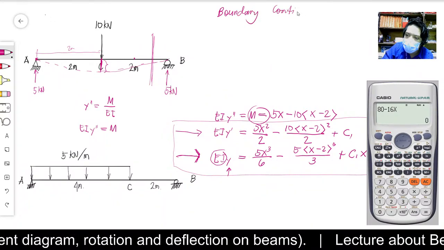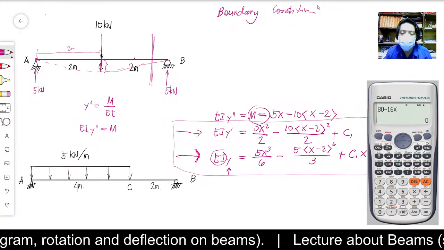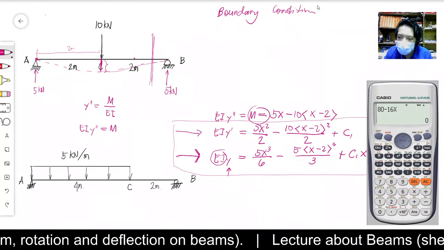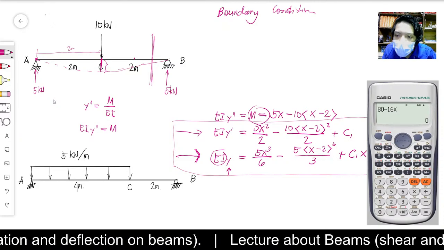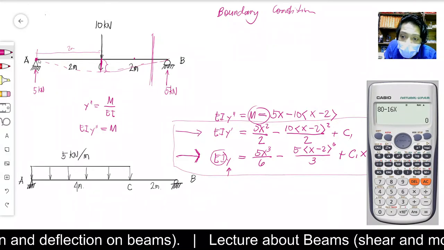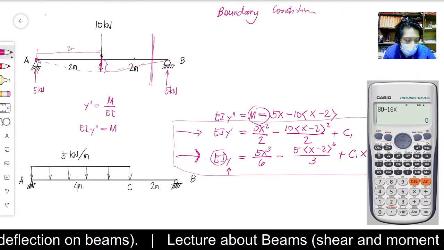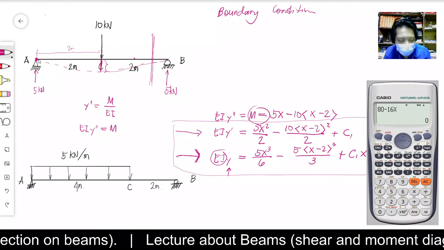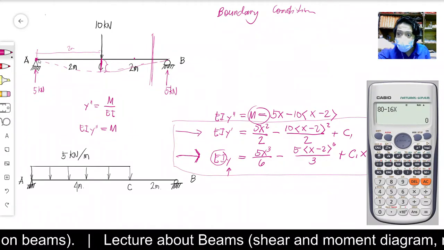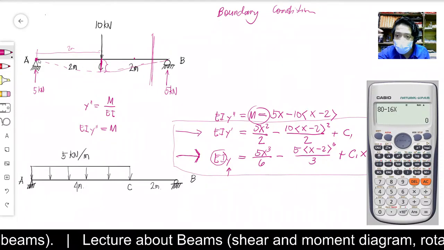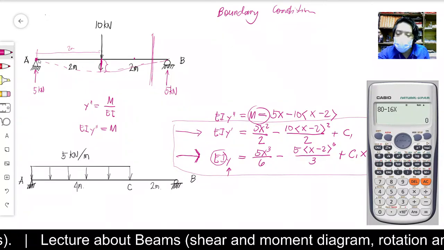Boundary condition. What are the boundary conditions? Okay. First boundary condition: at X is equal to 0, at the support, what's the value of the deflection? Of course, 0. It will not deflect because it is at the support. At X is equal to 0, the value of the deflection is 0.